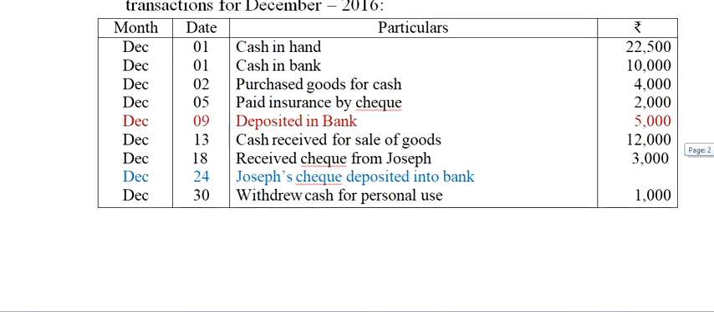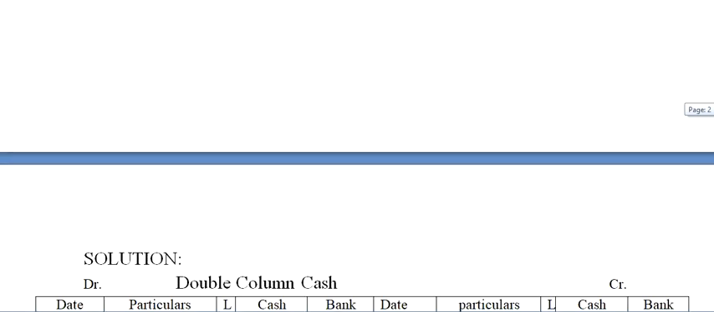Next point, listen here carefully once again. December 18th, received check from Joseph, 3,000 is given. Are we depositing the check on the same day? No. Whenever we are not depositing the check on the same day, it should be treated as cash itself. So our cash balance increases. Under which side do we need to show? Under the debit side.